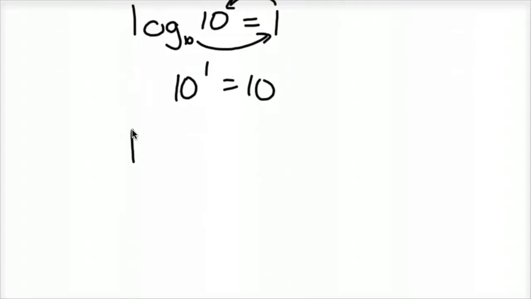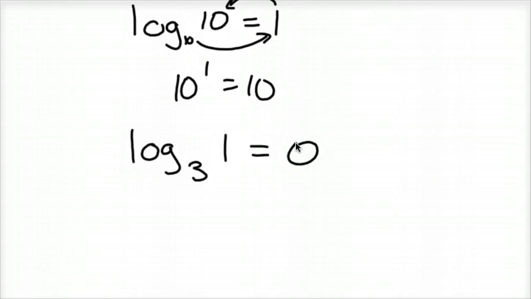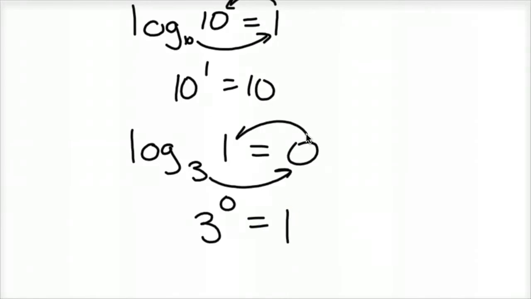Okay, let's give another example. At this point, maybe stop the video and see if you can do this one. Log base 3 of 1 equals 0. See if you can do it. Here's the answer. 3 to the 0 equals 1. Base 3 to the 0 power equals 1. And we know 3 to the 0 is 1.